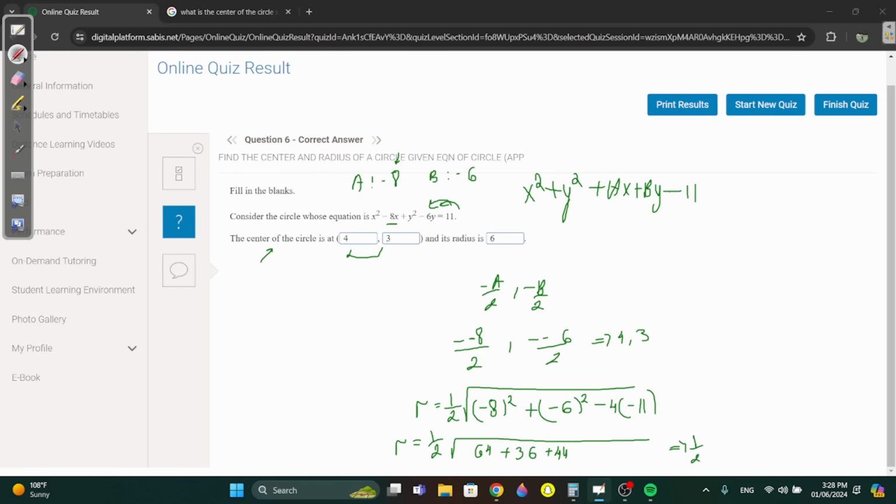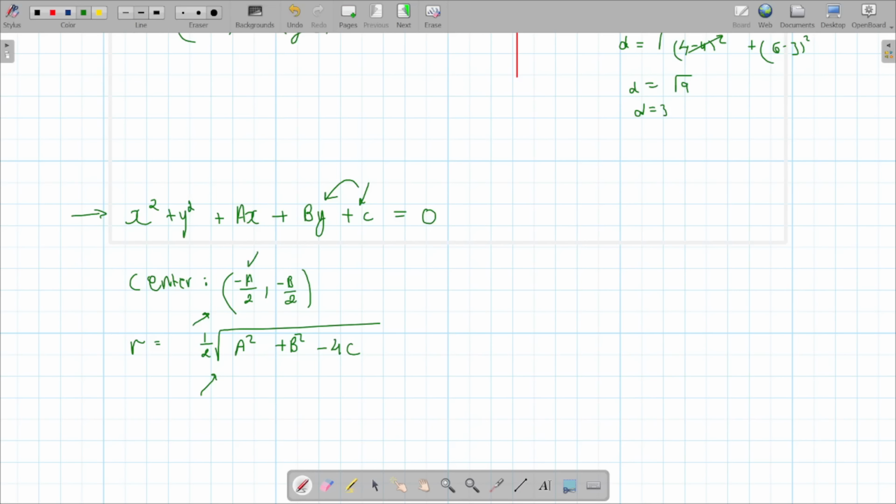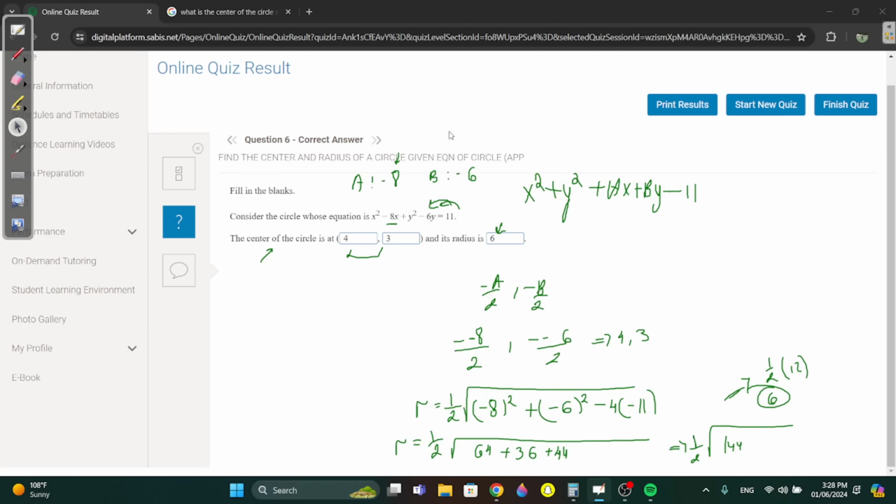It's going to become half radical. 64 plus 36 is 100. 100 plus 44 is 144. And I think all of you know root of 144 is 12. So half times 12, which is 6. So the radius is 6. Just memorize your formula. The center is minus a over 2, minus b over 2, and the radius is half radical a squared plus b squared minus 4c.